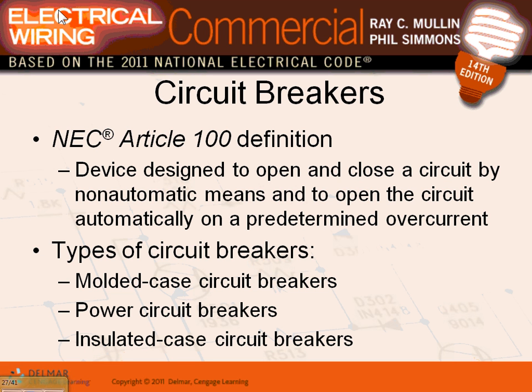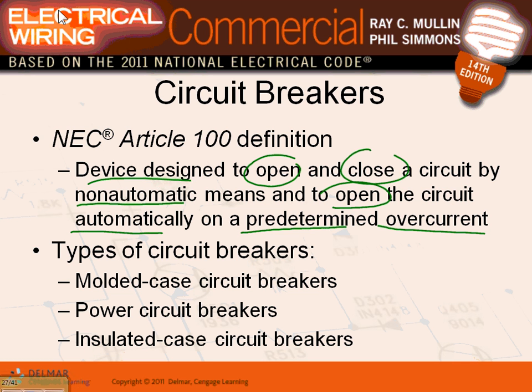Circuit breakers, by code, guys, here's how the code defines them. They are devices designed to open and close a circuit by non-automatic means, and open the circuit on an automatic means for a predetermined overcurrent value. So you can open them and close them manually. And if you have a short circuit, they trip. That's how they define them, unlike fuses. Fuses, they're supposed to trip. You can't plug and unplug the fuse like this. You plug it, you leave it there.